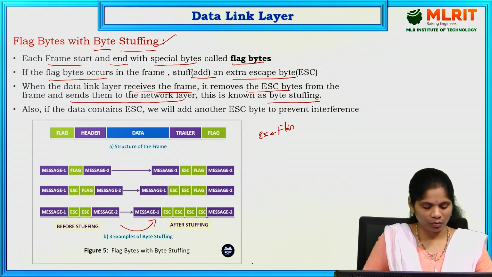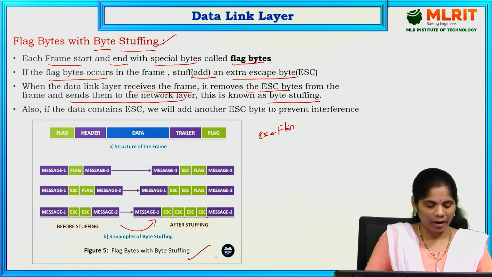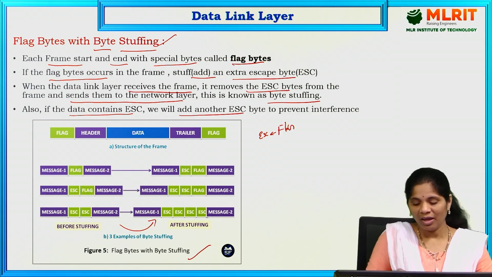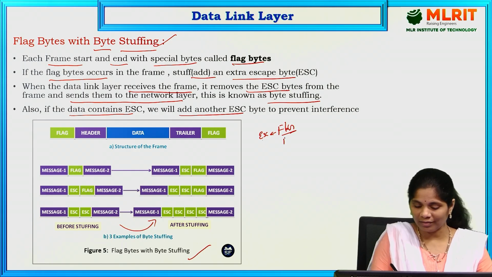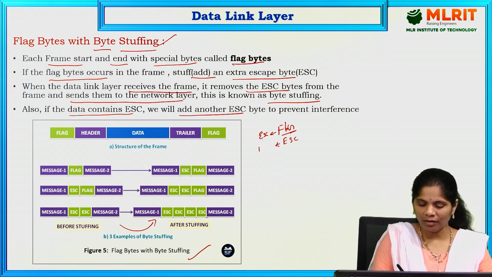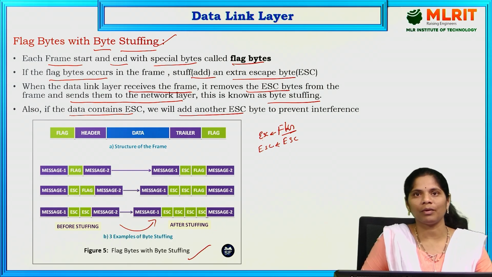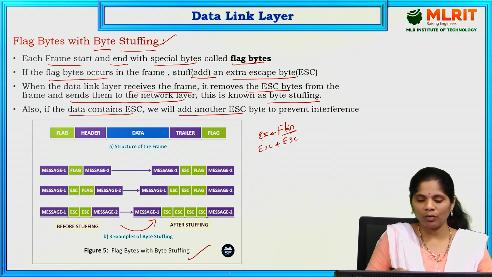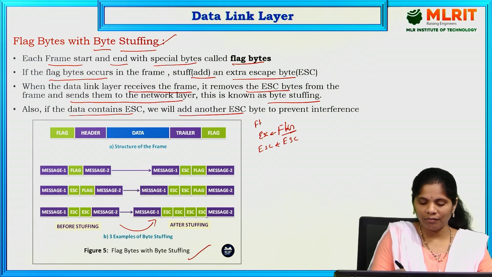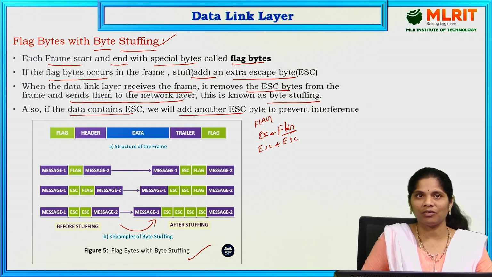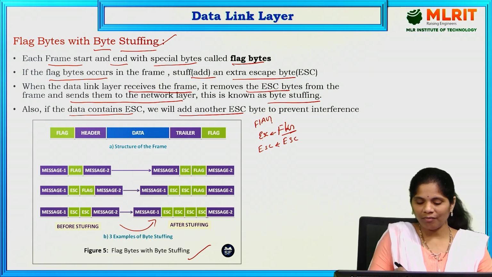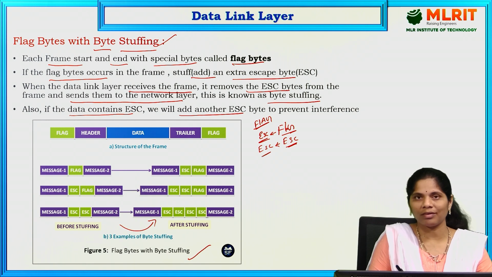So how it happens, we will see in this example. Also, if the data contains an escape, we add another escape. Suppose a flag is there, we add an escape. If an escape is there, again we add one more escape to that frame. The main thing is, first, at the starting and ending we use the flag. The next one is, whenever the flag is there, we add one escape. At the same time, whenever an escape is there, we add one more escape also. That is the condition for flag bytes with byte stuffing.